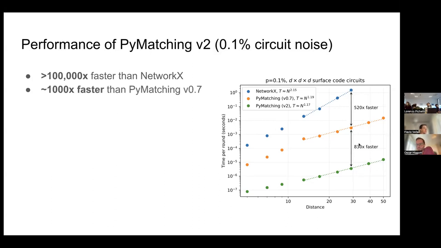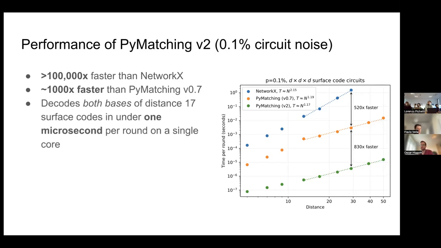And around 1,000 times faster than the previous version I mentioned, which was implementing the reduction, but truncating the graph and doing everything in C++. So it's around 1,000 times faster than that. And it decodes both bases, so both of the decoding problems you need to solve for a surface code, in under one microsecond per round up to distance 17. At distance 30, which is maybe the largest you might conceivably want to use in practice, maybe it takes 3 or 4 microseconds, I think maybe 5 microseconds per round.